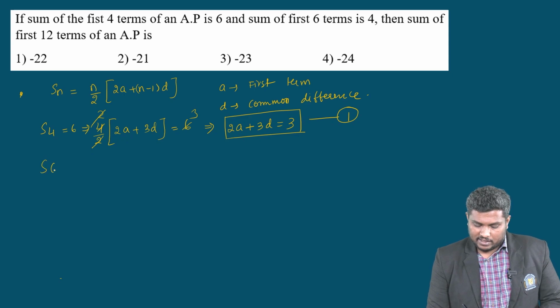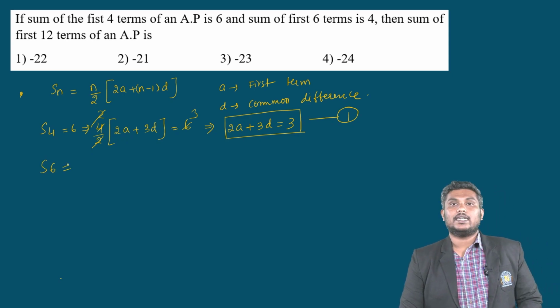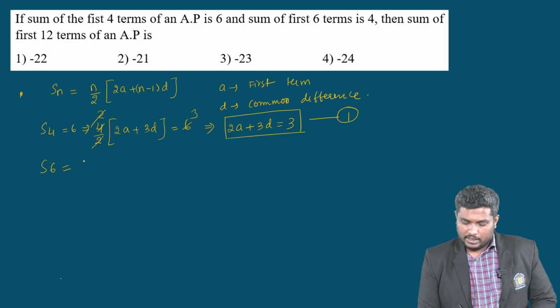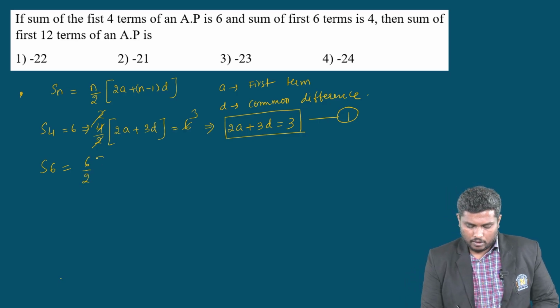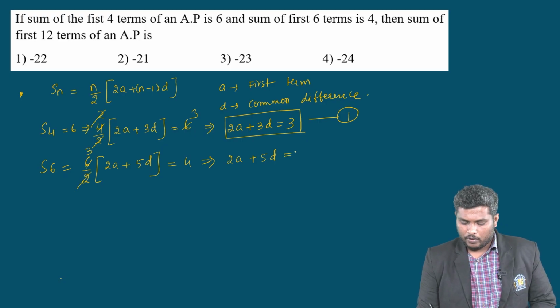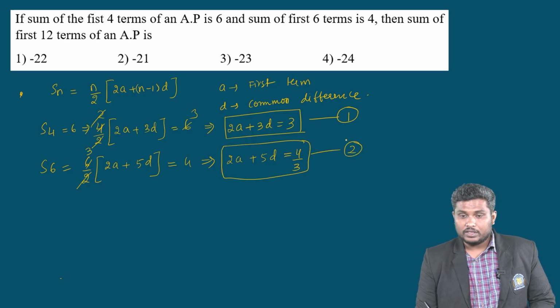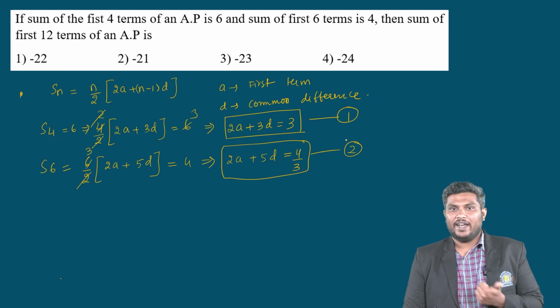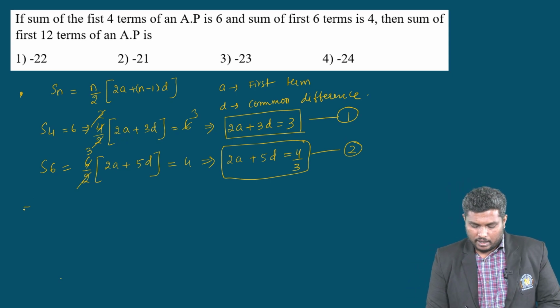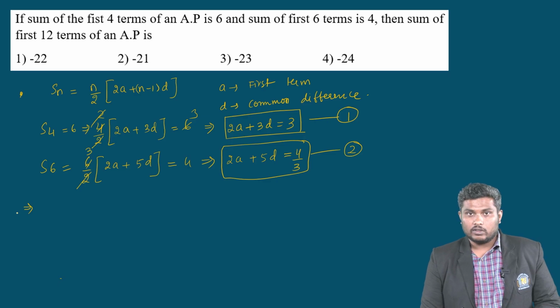And S6, it is given that the sum of the first 6 terms is 4. Okay, so S6 is equal to 6 by 2 into (2a plus 5d) is equal to 4, and from this I'm going to get the equation 2a plus 5d is equal to 4 by 3. So I have two equations in two variables, a and d. Now upon solving them I'm going to get the first term as well as the common difference of the AP.